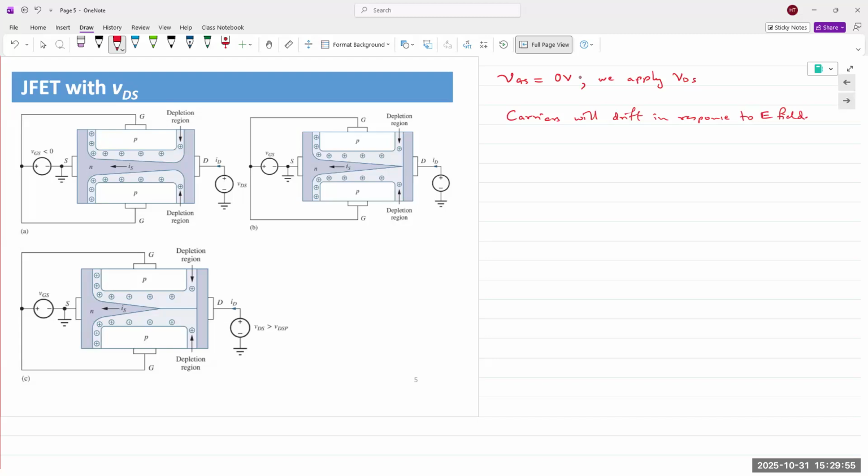Okay. All right. So what is happening here? When we apply VDS, current will start flowing. Electrons are attracted towards the positive.